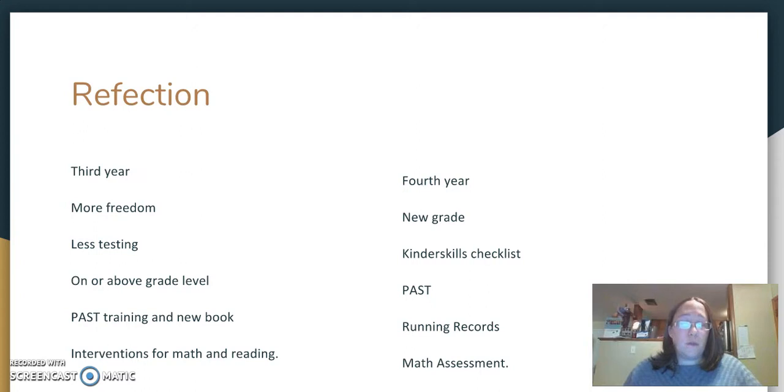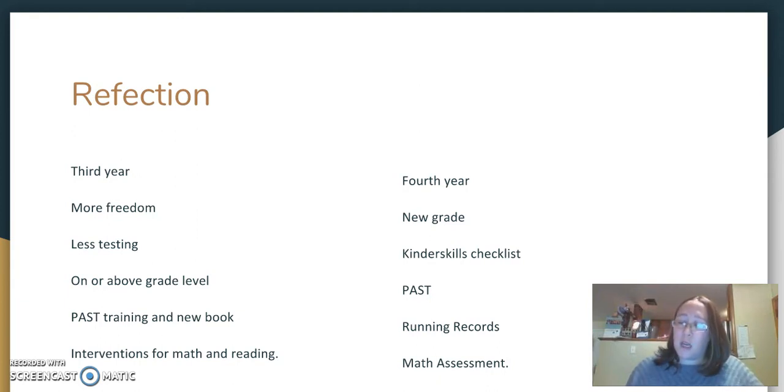Of course, we still did informal data, but for the big district data, we only had to do it twice a year. For past, we got a new training book, so that was impressive because then I got to see where that stuff helped and did not help. As a school, we decided to do interventions for math and reading. Per grade level, we chose which we would do, math or reading, and at some points they would do math, some points they would do reading.